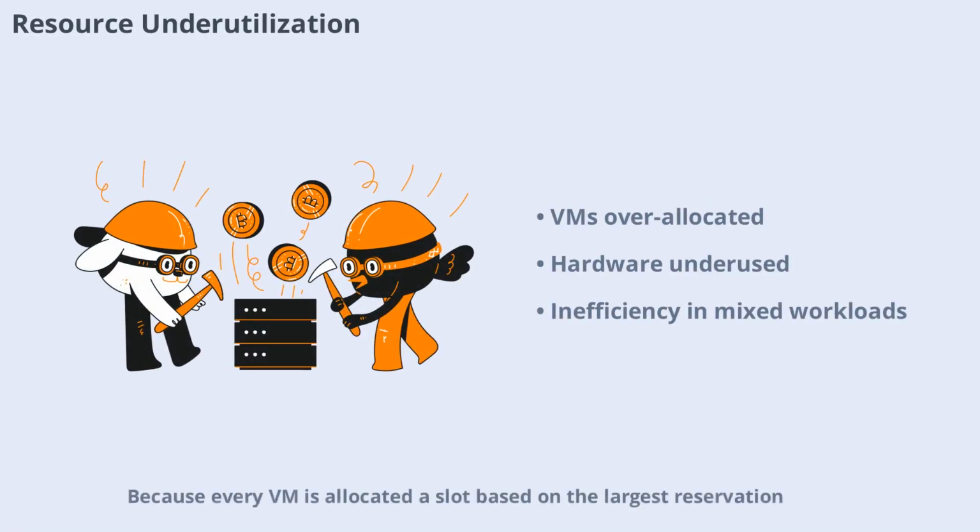Because every VM is allocated a slot based on the largest reservation, many VMs end up using far more resources on paper than they actually need. For example, VM3 in our scenario only needs 3 GHz CPU and 4 GB RAM, but it's allocated a slot of 4 GHz and 16 GB. This leads to significant underutilization of hardware resources, especially in environments with diverse workloads.